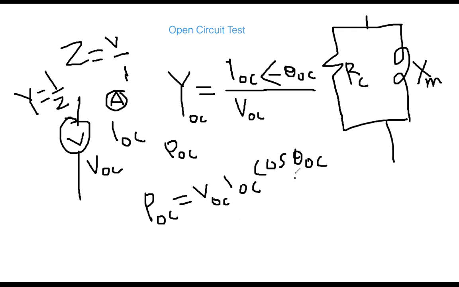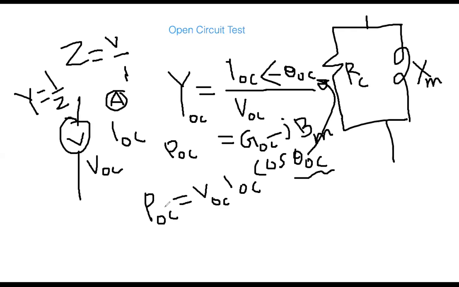Therefore, from here you calculate theta OC and plug that theta OC in. Then what will you get? You have to divide IOC over VOC. So you will get GOC minus, because you get one number with a minus angle, and then convert into rectangular form: GOC minus jBM. I am giving it in that way.